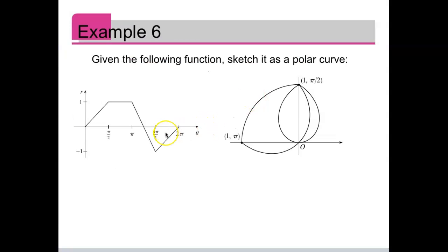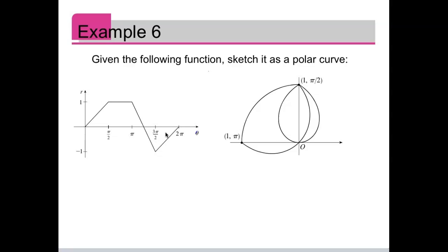All right. So this one was meant to do the same thing. I'm giving you the Cartesian version of this graph, and I want you to sketch it as a polar curve. So this is actually what it's going to look like as a polar curve here. And let's just talk about why it would look that way, and I'll trace it out as we go.